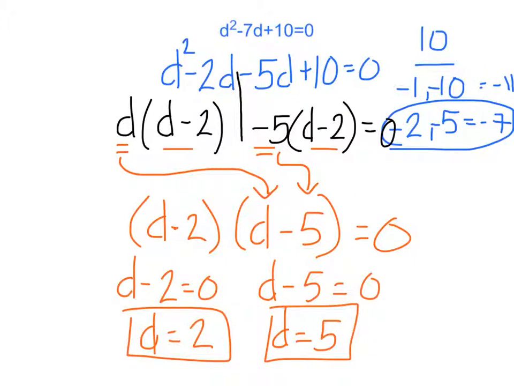Now, like I said in the previous video, if you see a d squared, that means we're going to get two different answers. Okay? If it was a d to the third power, then you should get 3 answers. But with d squared, we get 2 answers.